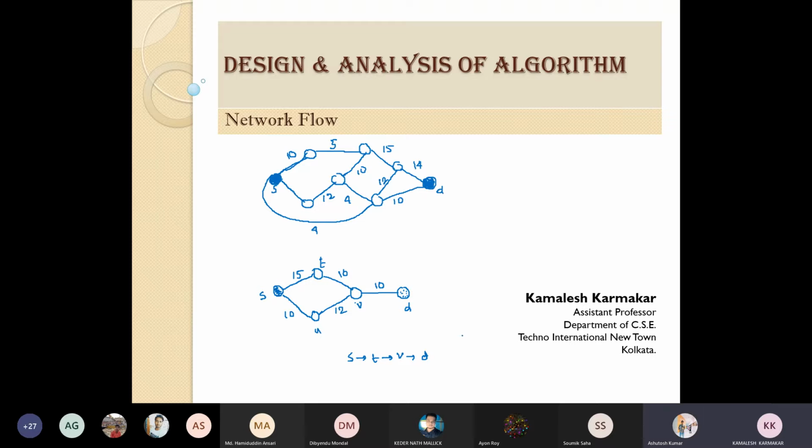So your answer is? So T to V is 10 or 16? Okay, it's 16. Then what will be the maximum flow? 68. 68. Okay, you are not able to understand the problem statement.